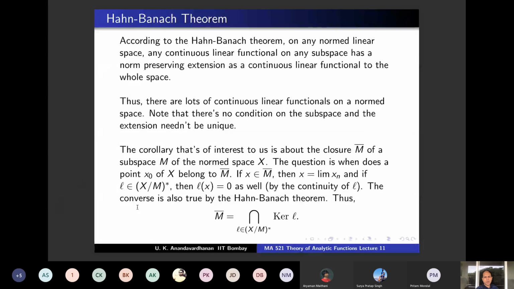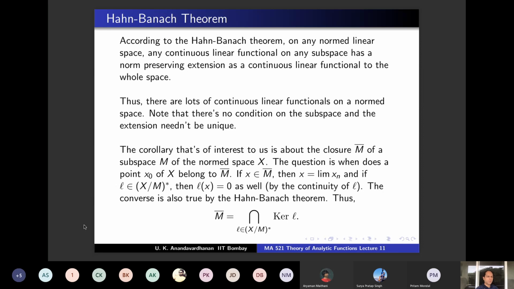So what we have shown here is M bar is contained in the intersection of all these kernels, where L is on X by M, that is, L is identically 0 on M. You take the kernel of each such L. What we have shown is M bar is contained in this intersection. An application of the Hahn-Banach theorem says that the other inclusion is true: this intersection of kernels is contained in M bar.